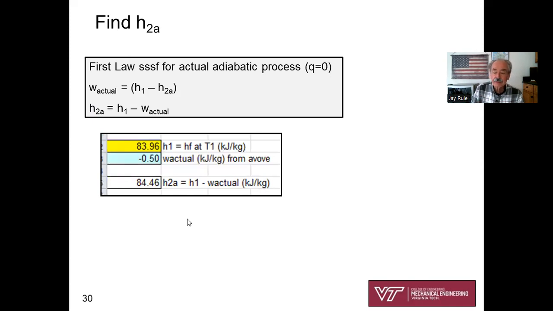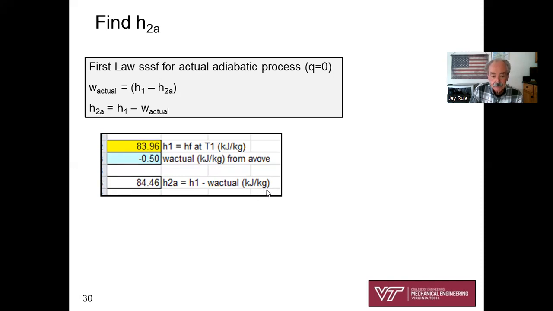So then the little value add: let's find H2 actual. What's the actual outlet enthalpy of that pump? Well, we'll use the first law. Q is 0, minus W actual. Q minus W actual equals H2 actual minus H1. We're going to take care of that minus sign, so W actual is H1 minus H2 actual. That's a statement of the first law: steady state, steady flow, open system. So H2 actual is H1 minus W actual. It's going to be bigger because W actual is a negative number.